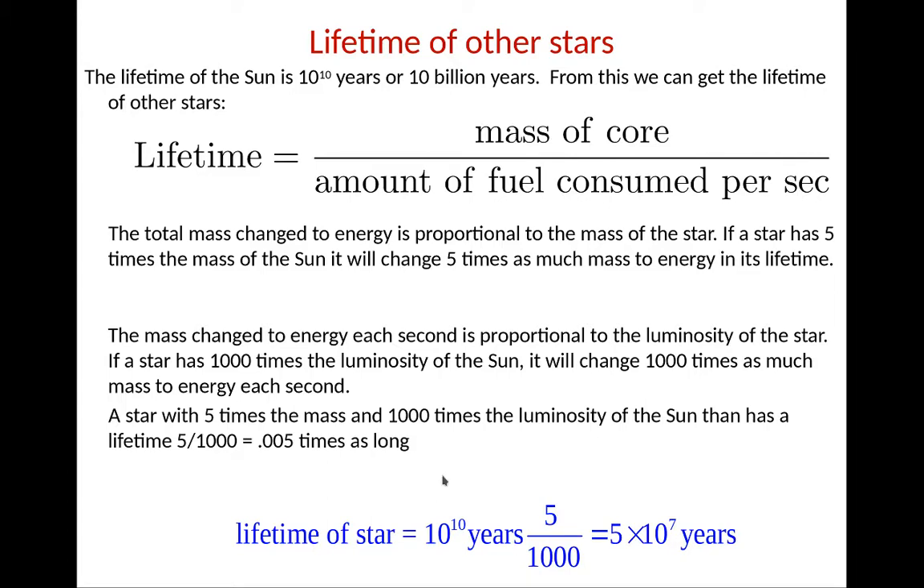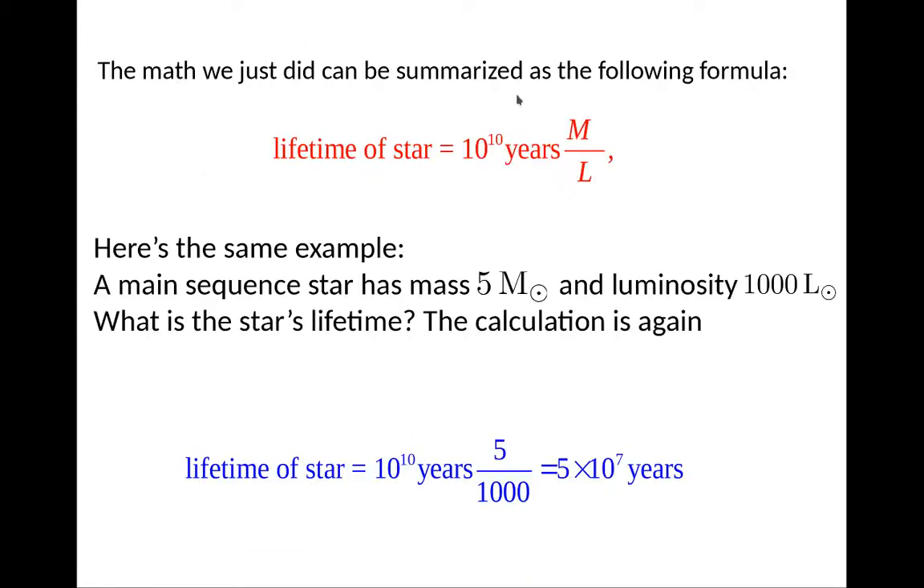Based on this, you can write down the following formula: the lifetime of a star is 10 billion years times the mass of the star in solar units divided by the luminosity of the star in solar units. Here's a simple example. A main sequence star has a mass of 5 solar masses and a luminosity of 1,000 solar luminosities. What is the star's lifetime? Let's do that calculation: 10 to the 10 times 5 solar masses divided by 1,000 solar luminosities. That's 5 times 10 to the 7 years, or 50 million years.